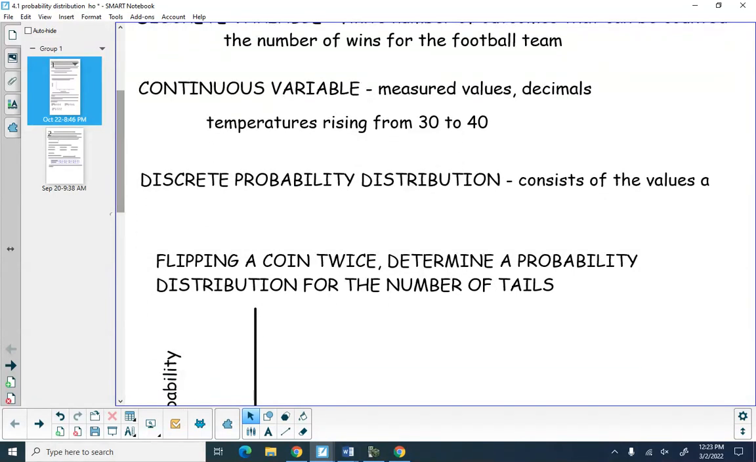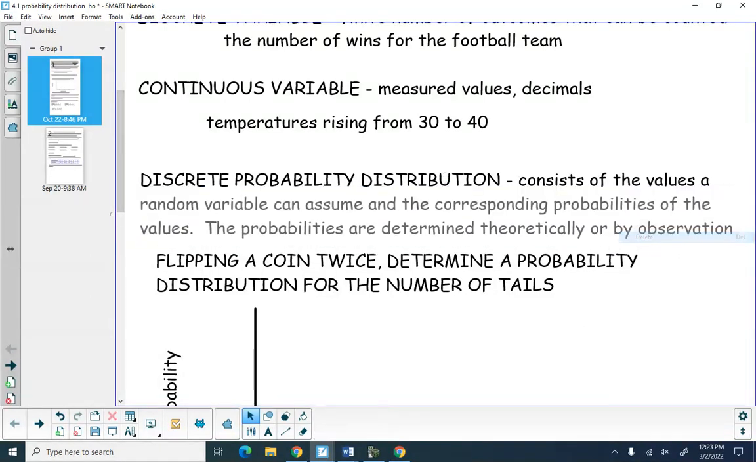When we talked about histograms and probability and distributions with respect to histograms, we're going to throw this into the idea of probability. A discrete probability distribution consists of values. Once again, this is going to look like a histogram for us. It consists of values of random variables that can be assumed and the corresponding probabilities of these values. The probabilities are determined theoretically or by observation.